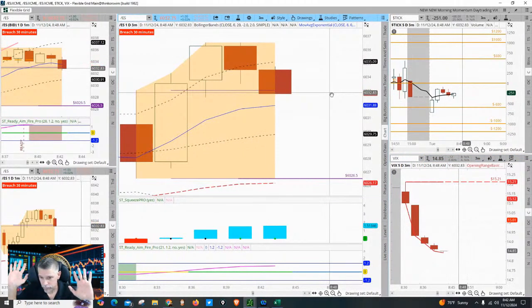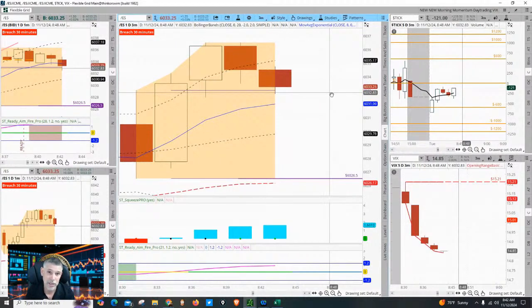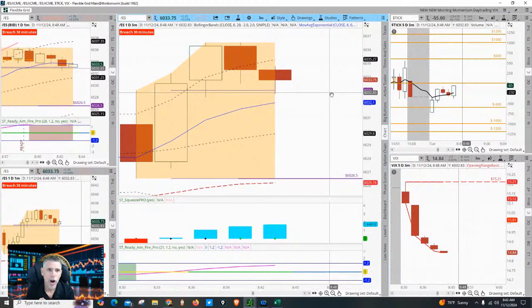Market's flat. If the market moves, we're going to know about it. Yesterday, the market didn't do much, and believe it or not, we didn't take a trade because the market didn't do much. That's good. We're looking for momentum. We want to take advantage of those days that move.